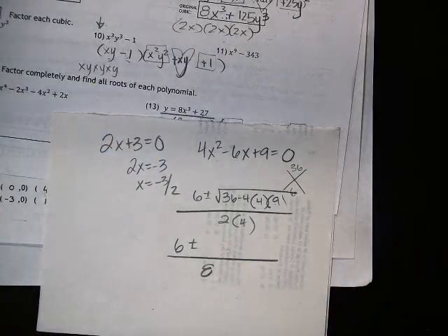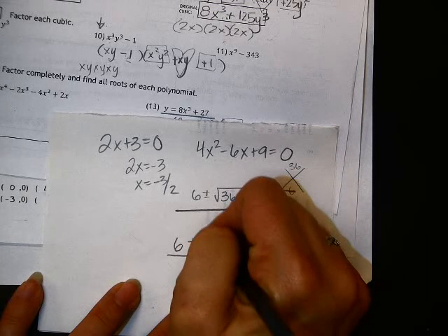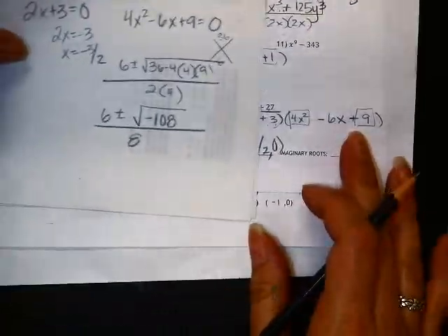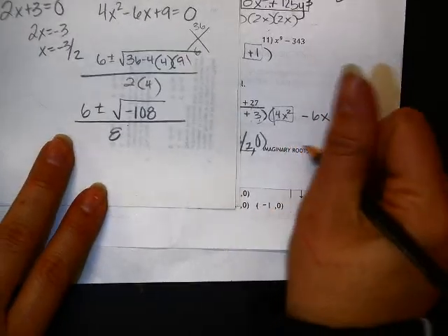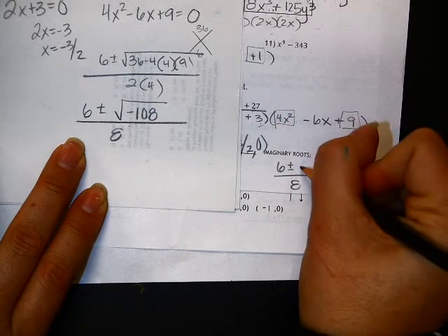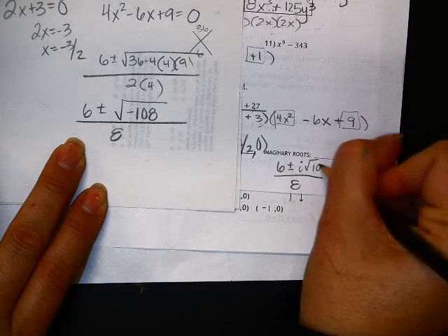So I have, what is that, 4 times 4 times 9. So 36 minus 144 is negative 108. So not reduced, not simplified, that would be 6 plus or minus i root 108.